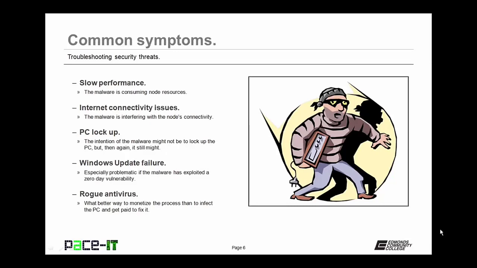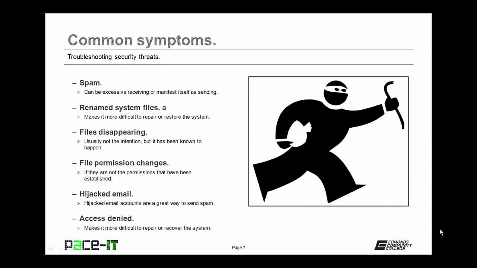Some malware tries to prevent Windows Update from working. This is an effort to continue to exploit a vulnerability. If you start getting messages from antivirus that you didn't know you had installed, then you probably have a rogue antivirus malware infestation. Spam is another indication that you have a problem. It can either be excessive receiving of spam, or it may manifest itself as you're sending spam. Malware often renames system files to make it harder to repair or restore the system. If you have files that are disappearing, that's another indication that there might be a malware problem.